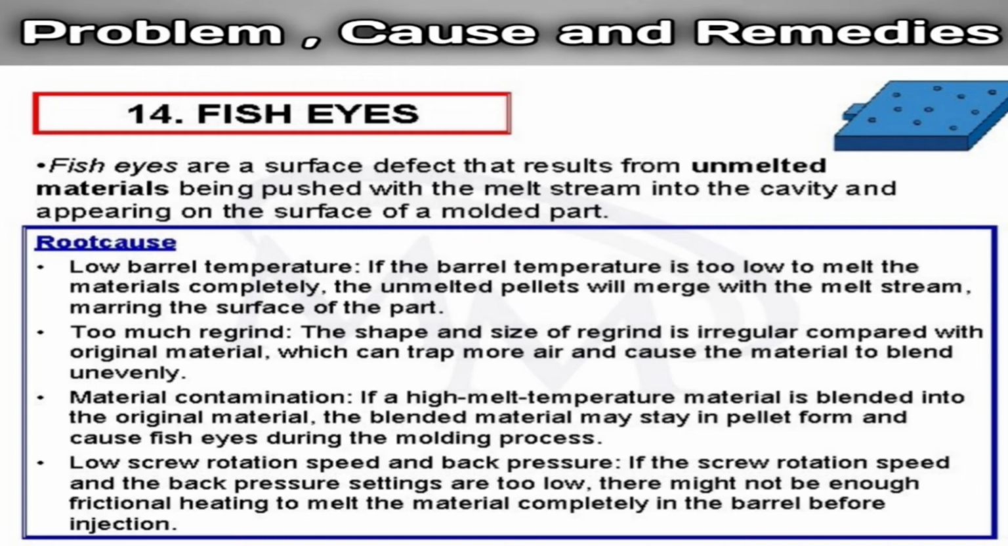Low screw rotation speed and back pressure. If the screw rotation speed and the back pressure settings are too low, there might not be enough frictional heating to melt the material completely in the barrel before injection.